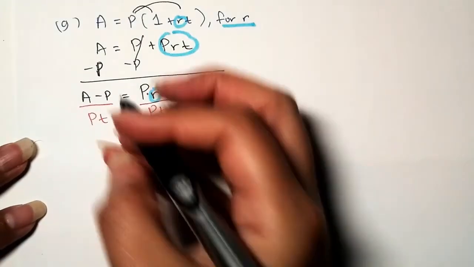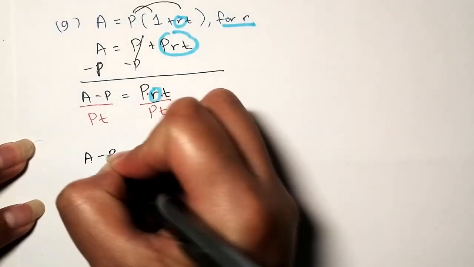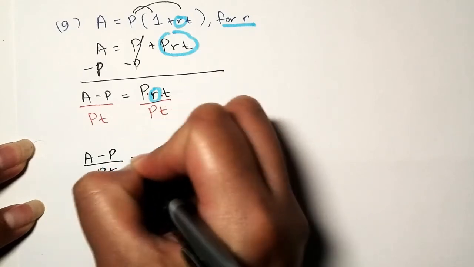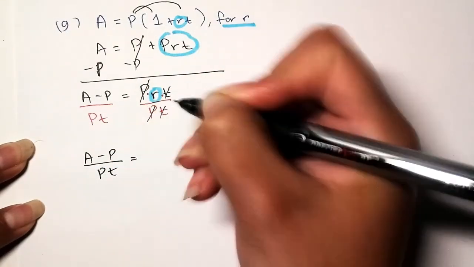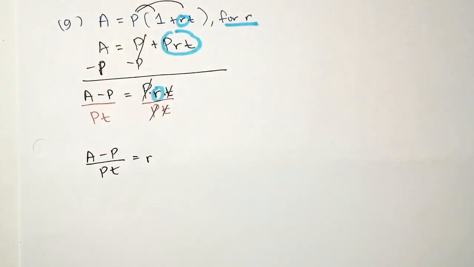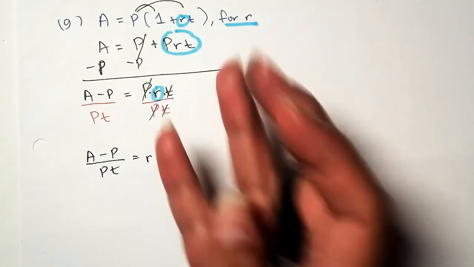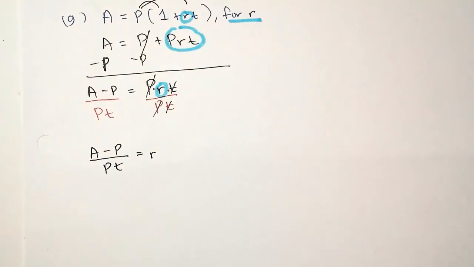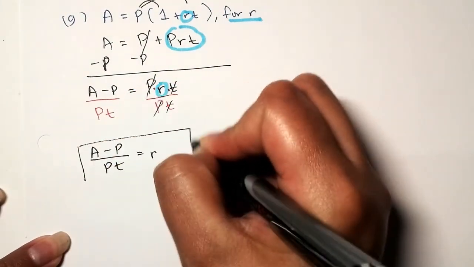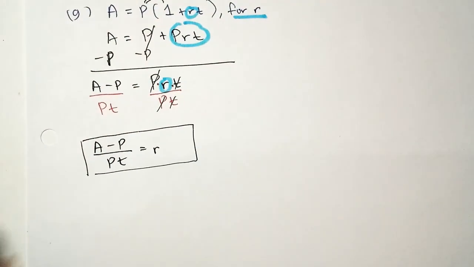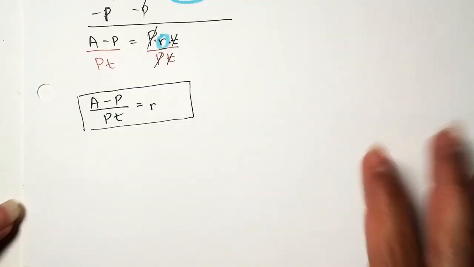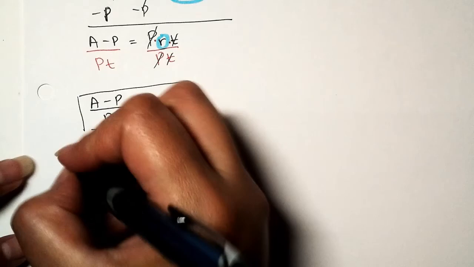So on the left side we have A minus P over PT equals, P's are out, T's are out, and that gives us R. Desired variable is isolated. All the uppercase are upper, lowercase are lower. We got a fraction, we cannot reduce it, so we're good. Cool. All right guys, I said we're gonna do 8 problems. Oh, one more. Okay, last one and we're out for the day.